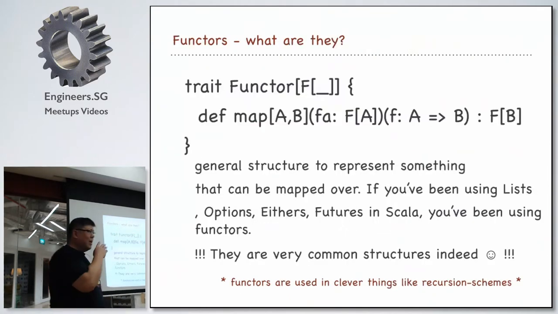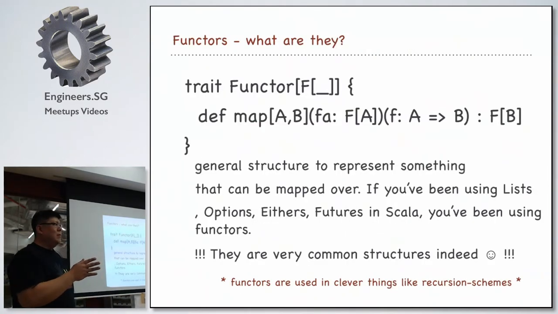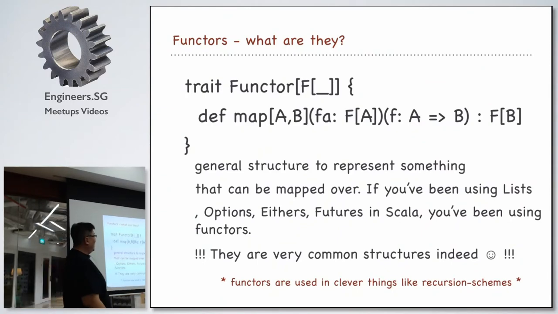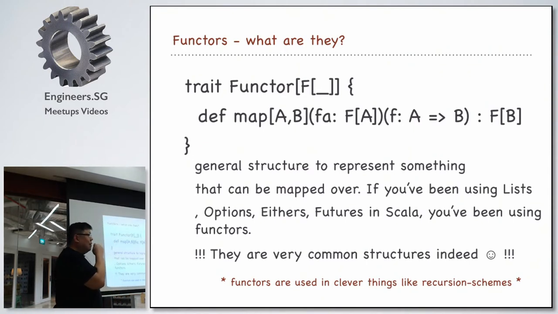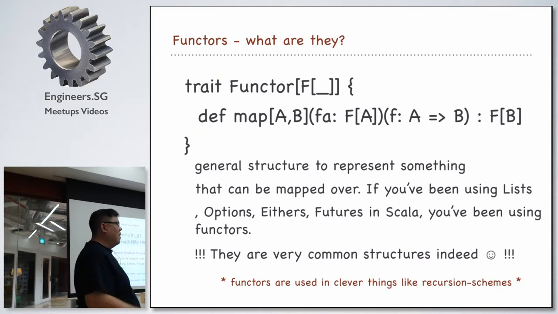Okay, so far, any questions about monoids? So it's about combining things. Okay, so the next thing is actually a functor. Hey, sorry. Is there an easy way to find out what the so-called default implementations are for those data types? Because most of the time, I just want to use the default implementation. Okay.